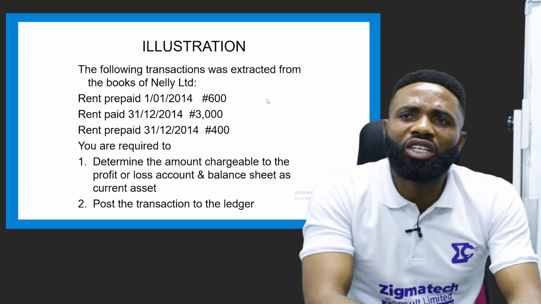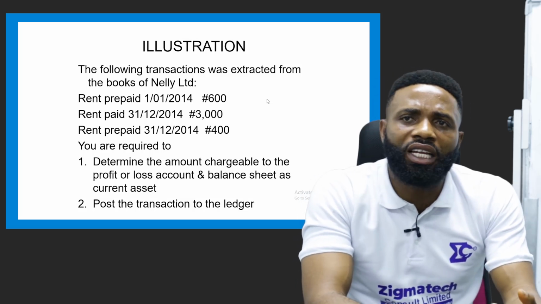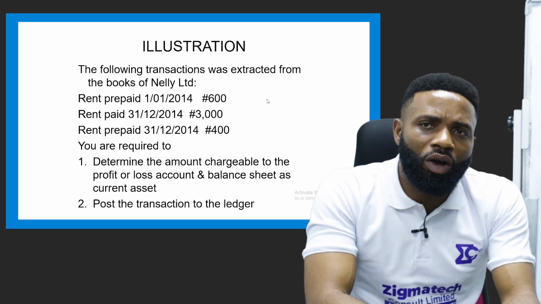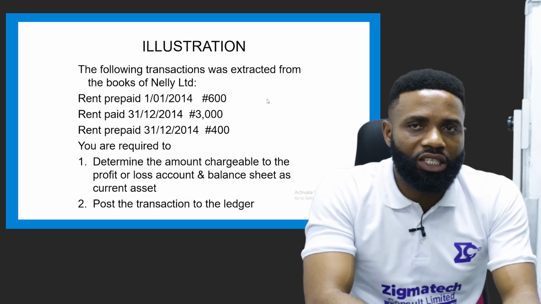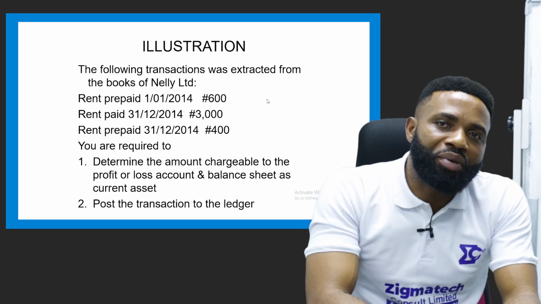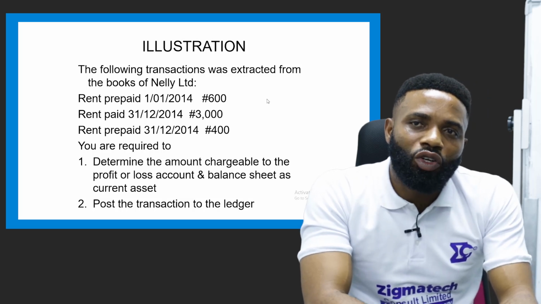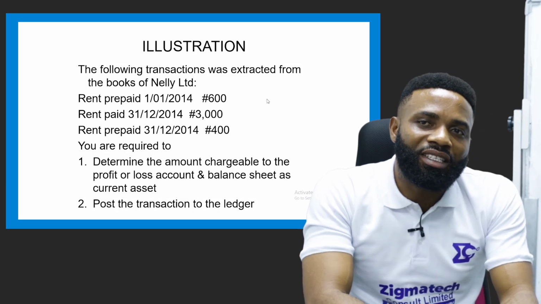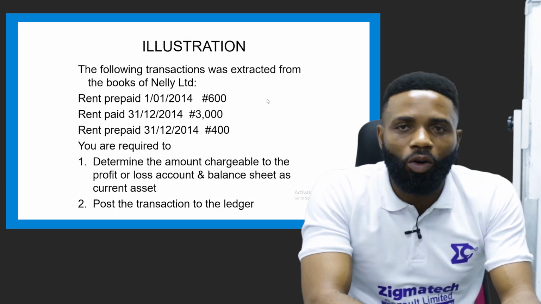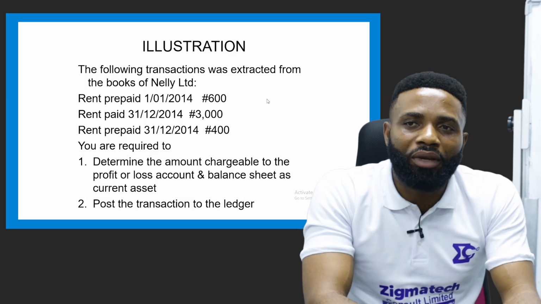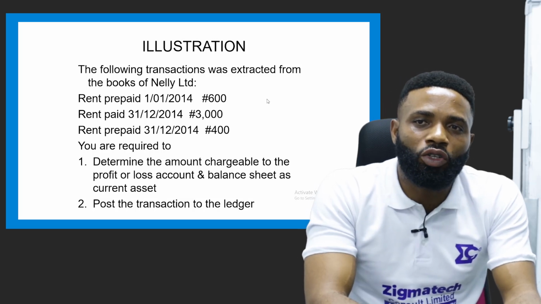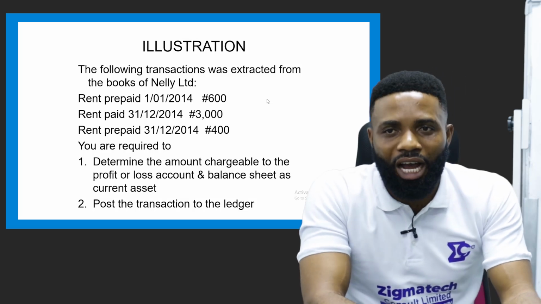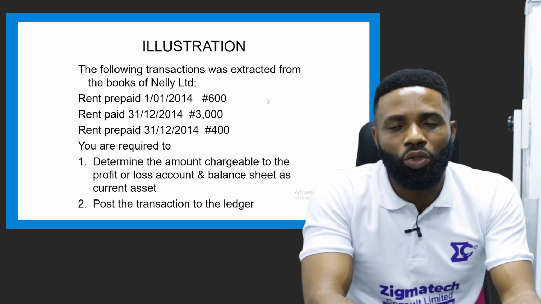So the following transaction was extracted from the books of Nelly Limited. Rent prepaid 1st of January 2014 is 600. Rent paid 31st December 2014 is 3,000. And rent prepaid 31st December 2014 is 400. You are required to determine the amount chargeable to the profit or loss account and balance sheet as current asset, and post the transaction to the ledger.